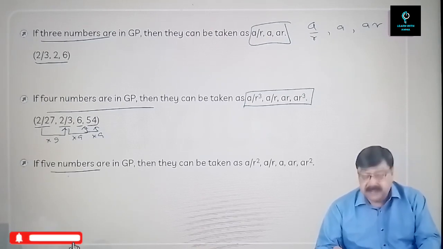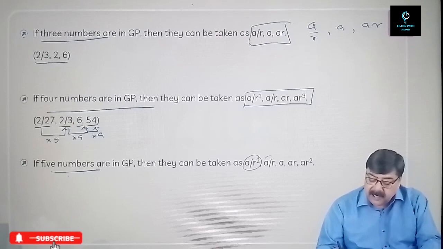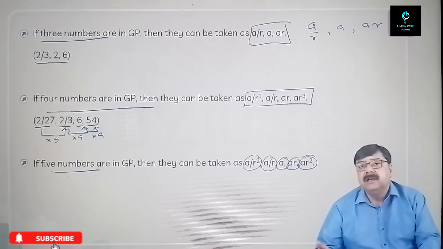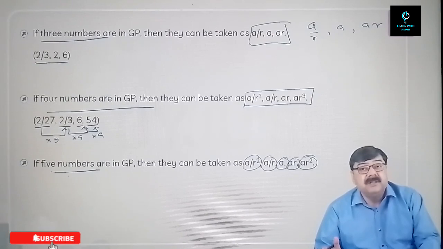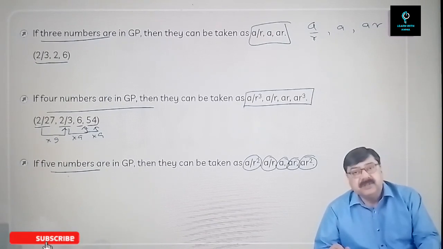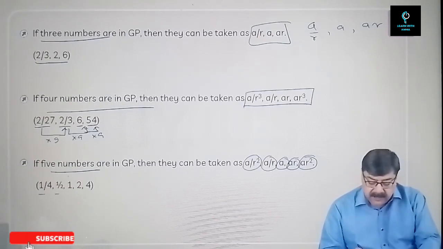If there are 5 numbers in a GP, they can be taken as a by r square, a by r, a, ar, ar square. Quite similar to what we observed while taking the representation of various terms in an arithmetic progression. So 1 by 4, 1 by 2, 1, 2, 4. So multiplying with 2 every time.